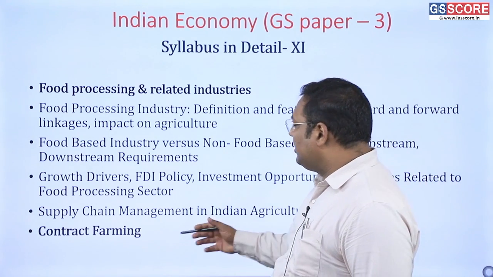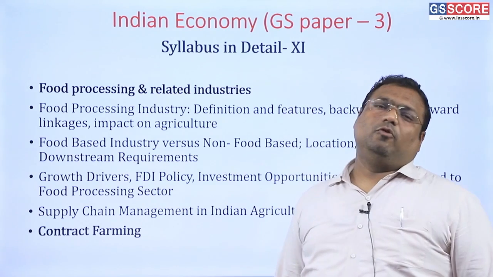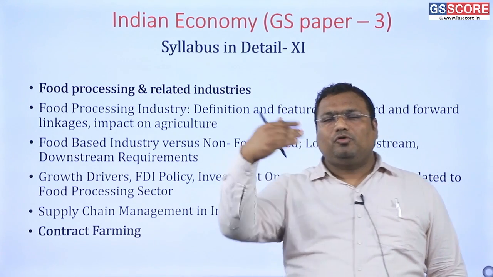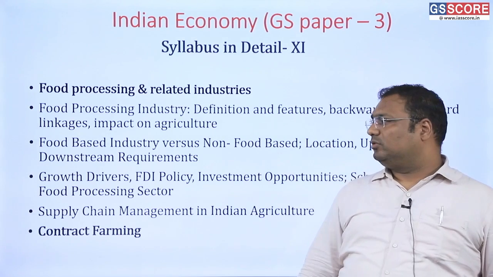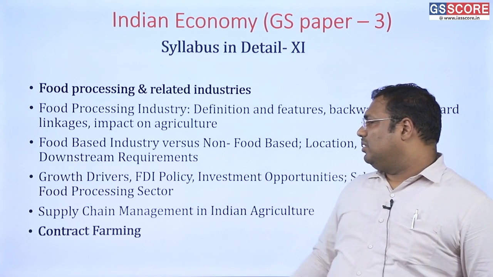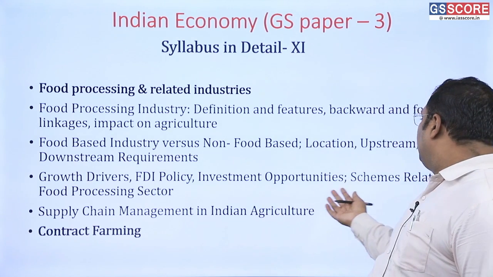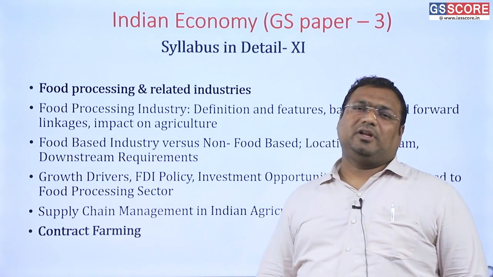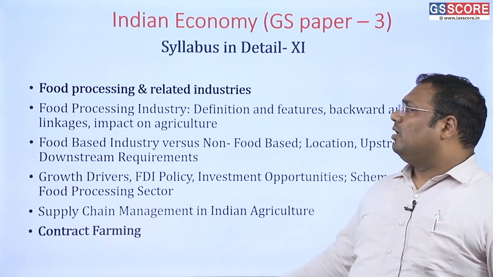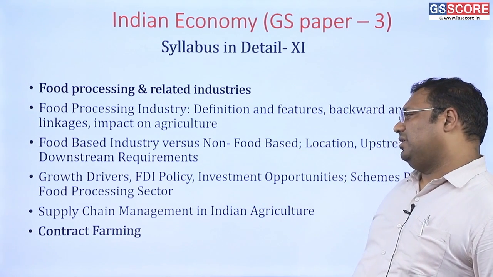Okay, upstream, downstream is much similar to backward and forward linkages, not too much of a difference there, but still these are certain perspectives. Then what are the growth drivers for food processing industry? What pushes the growth of food processing? What improves the output? Okay, that is relevant here. The FDI policy in food processing, the investment opportunities, and what are the schemes? And then the supply chain management in Indian agriculture. How food processing can improve it, that is all very relevant.